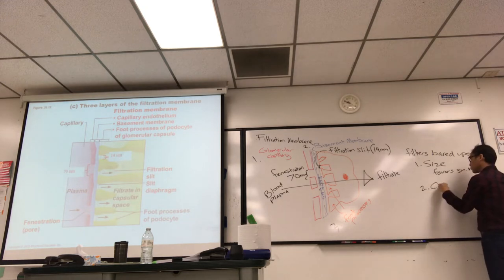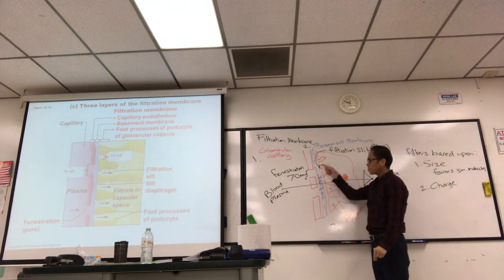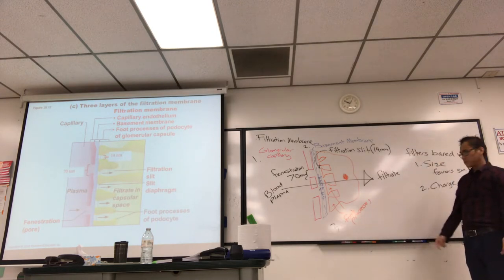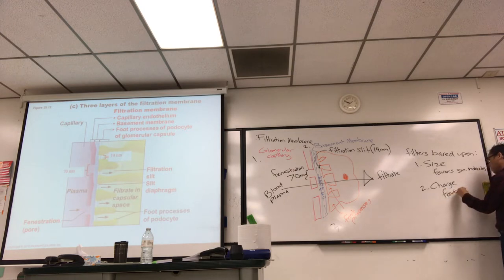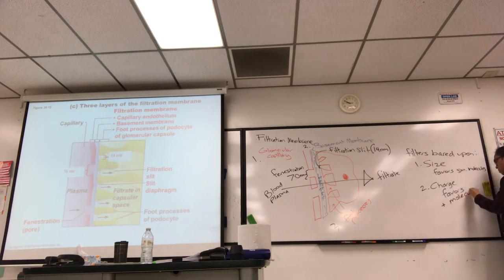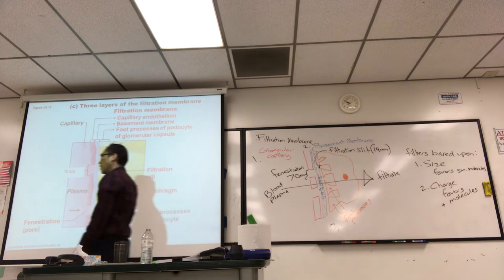but also charge. Secondly, because the basement membrane is filled with negatively charged proteins, it favors positively charged molecules. Now, negative molecules can make it through if they're small enough. I don't want you to think nothing negative ever makes it through. That's not true. But it would favor a smaller positive molecule if given the choice.